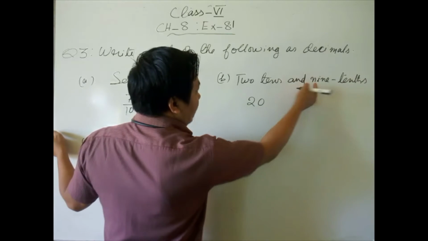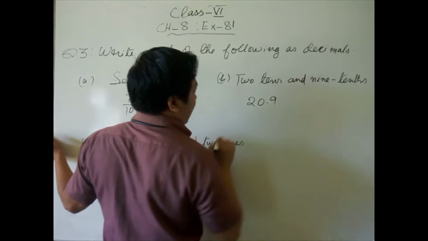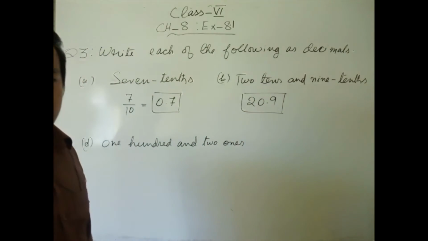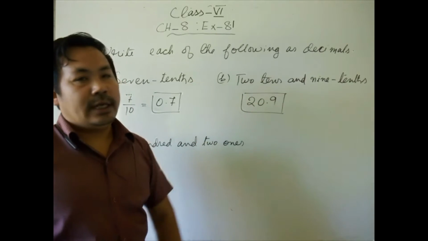And 9 tenths will be 0.9. So the number is 20.9. 2 tens means 20, isn't it? 2 tens means 20 and 9 tenths means 0.9. So 20.9 we will get here.